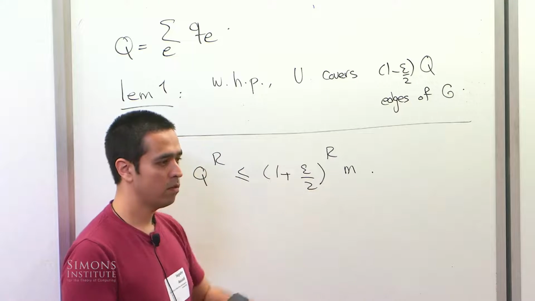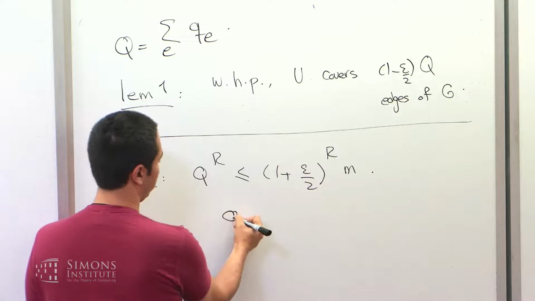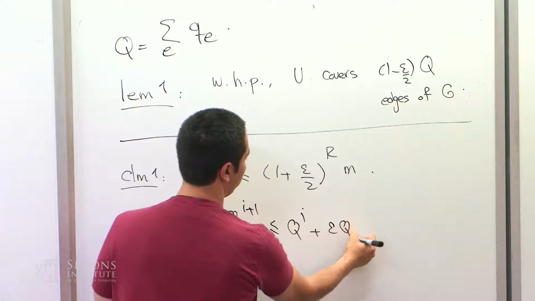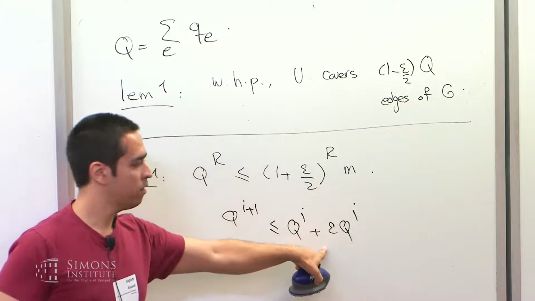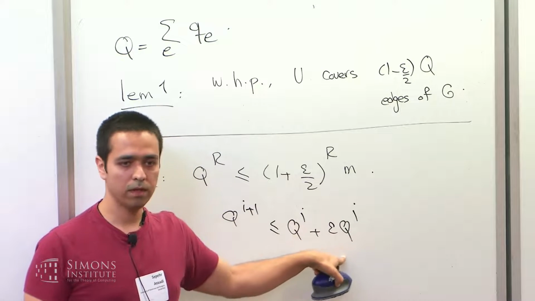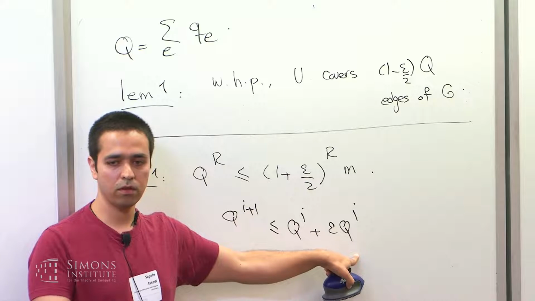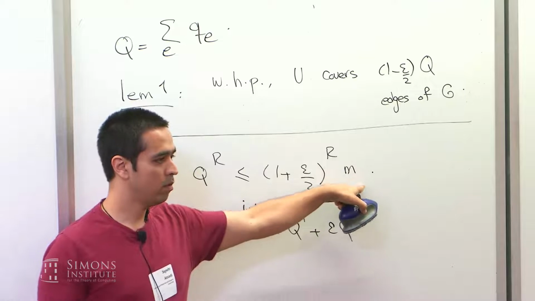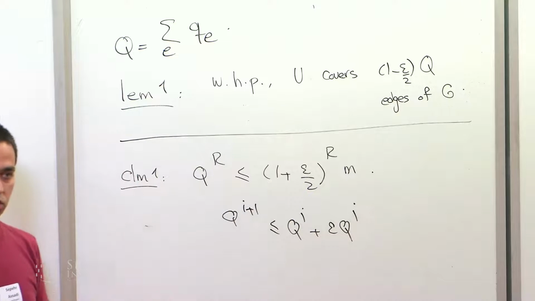So in one round, it is true that Q_{i+1} is less than Q_i plus epsilon Q_i. Why? Because these were the only part that you double the weight of. There are very few things that are not covered, so you only double these weights. Okay? So you get this back. So Q is not increasing by much.